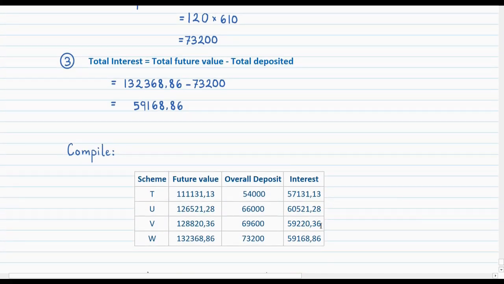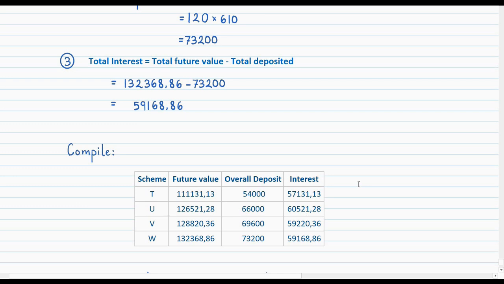So some interesting things happen over here. As the overall deposit increases, so does the future value, which makes sense, I guess, because if you deposit more money each month, then it makes sense that the future value will be higher. But notice that the total interest earned first increases from scheme T to U, then keeps decreasing. So based on just this table, scheme U would represent the best investment for Srijit because it would earn him the most interest. And if you look back at the question, there's no sort of restrictions imposed on the investment.